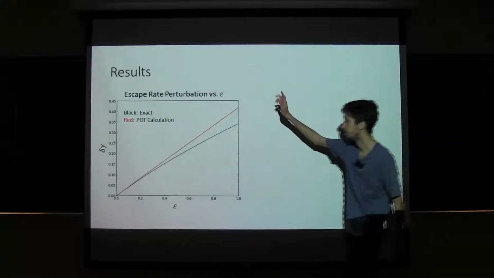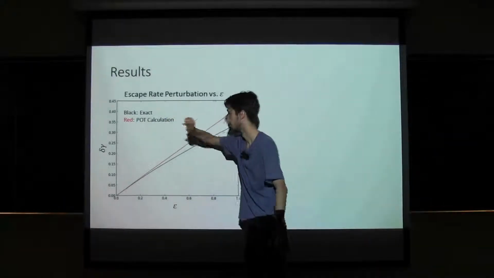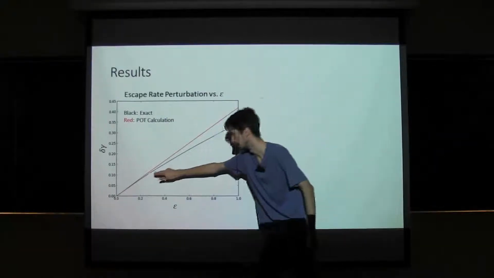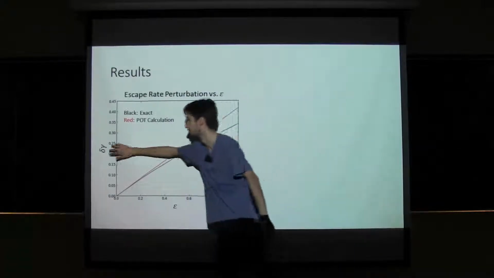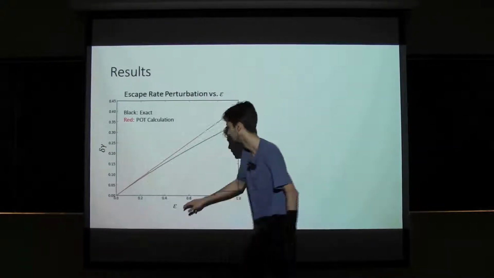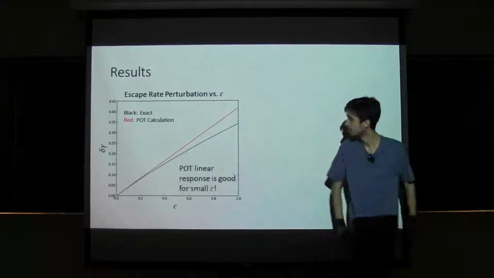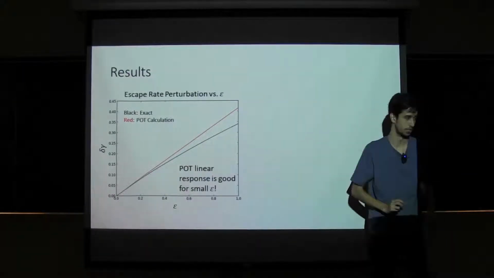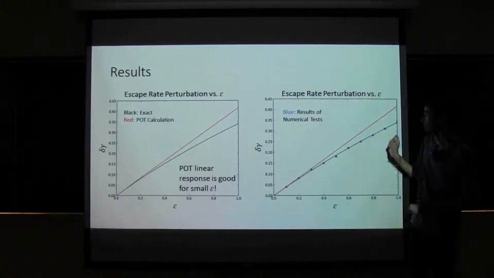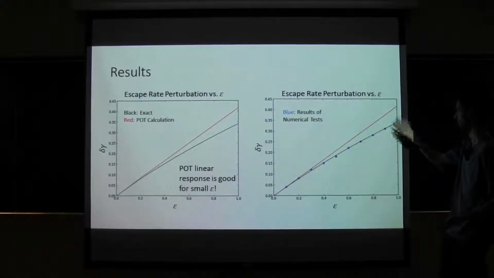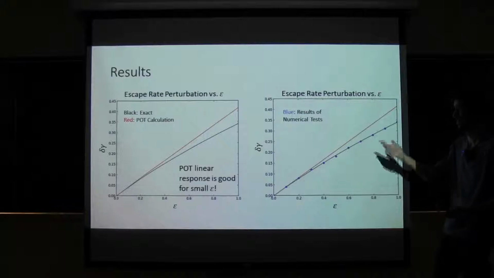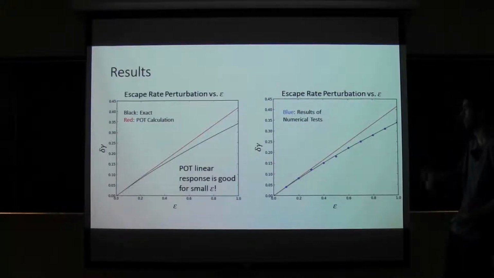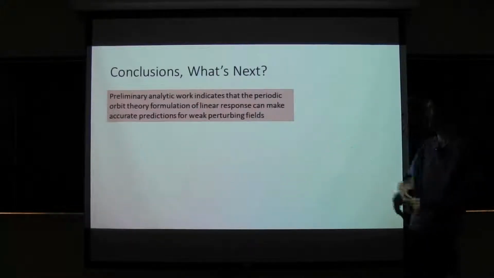And so we can plot. Here you see in red is the periodic orbit theory calculation, and black is the exact expression. This is for the shift of the escape rate in terms of increasing epsilon. And so we see that this linear response is good if epsilon is sufficiently small. And also we can do a numerical calculation, which isn't too interesting in this case since we have an exact form for these eigenvalues, but in future tests we would need to do that.